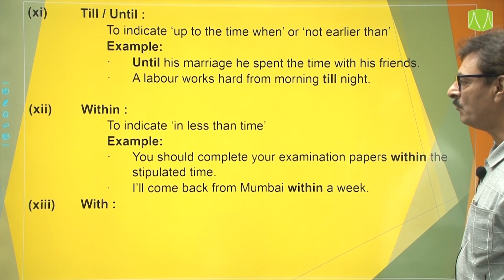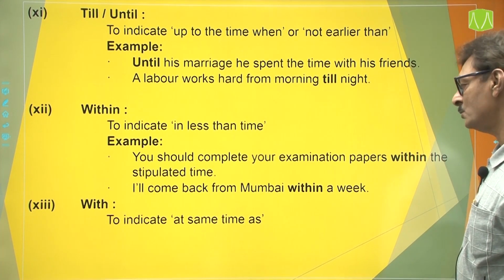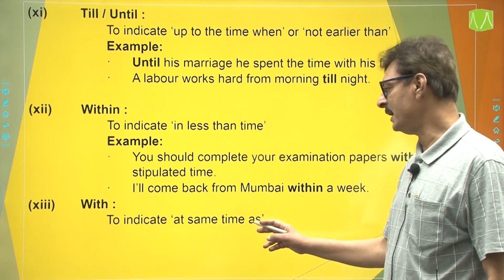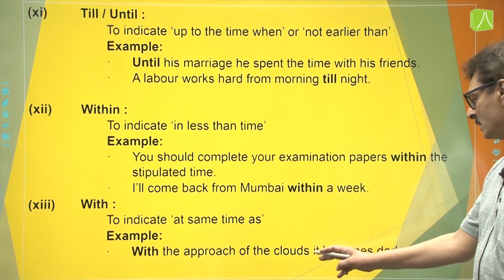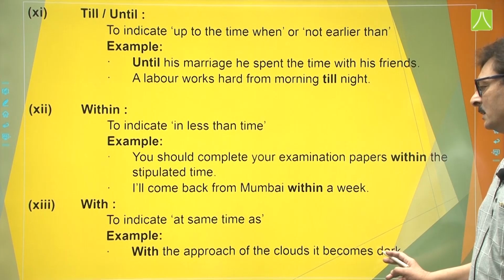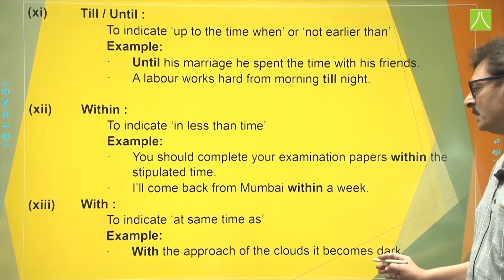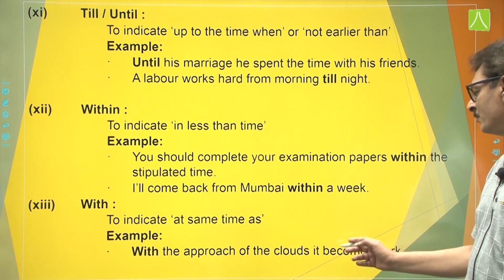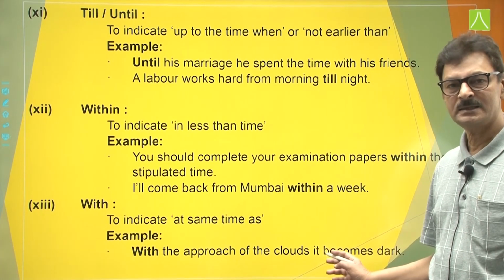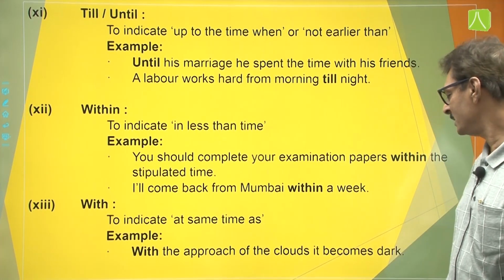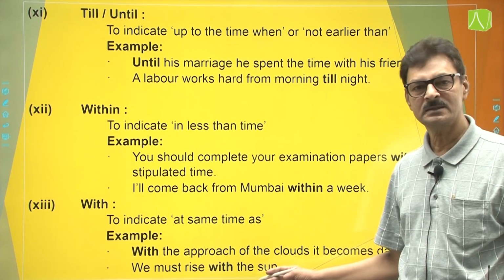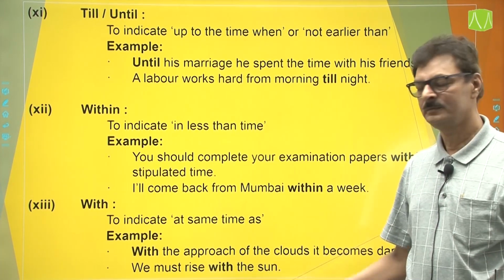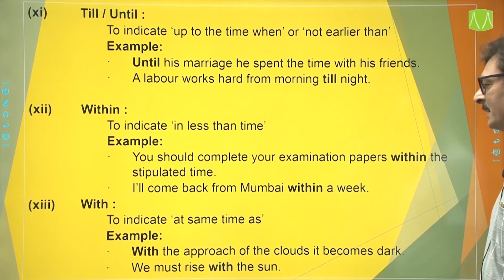The usage of with. With is used to indicate at same time as. Example, with the approach of the clouds it becomes dark. With the approach of cloud it becomes dark at the same time. So जैसे ही clouds आते हैं अंधेरा छा जाता है, तो with the approach of clouds it becomes dark. We must rise with the sun. You should be early risers. Wake up early in the morning.